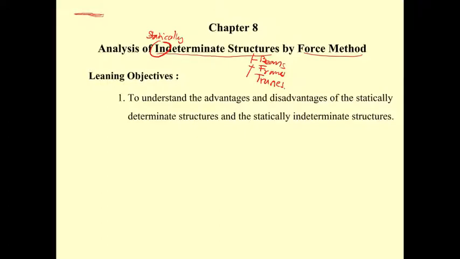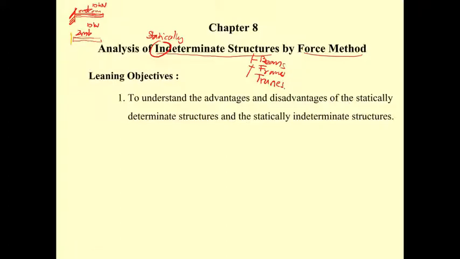For example, if we have the balcony of a building, and the beam of the balcony is a kind of cantilever beam like this, subjected to a force of 10 kilonewton, with 2 meters and 2 meters here, you can usually use the free body diagram to find the reaction at the fixed support of this beam easily.